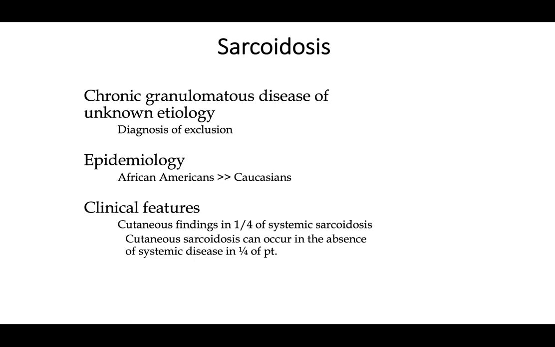The cutaneous findings are present in 1/4 of patients with systemic sarcoidosis. So just because they have systemic sarcoidosis doesn't always mean they're going to have cutaneous findings. And it's important to note that cutaneous sarcoidosis can occur in the absence of systemic disease, also in about 1/4 of the patients. So you don't always have both cutaneous and systemic findings. If you have any hint of cutaneous or systemic findings, you should look for the other to really gain a complete picture.